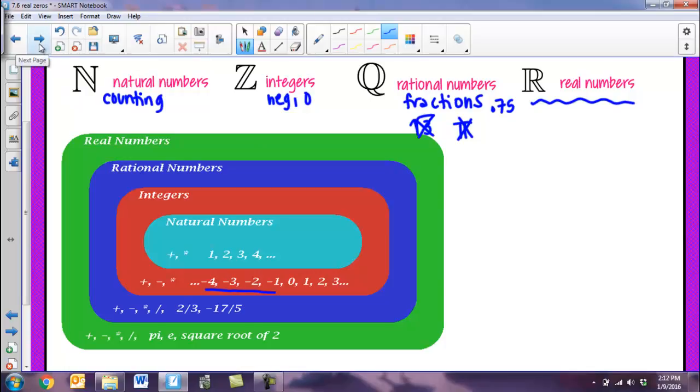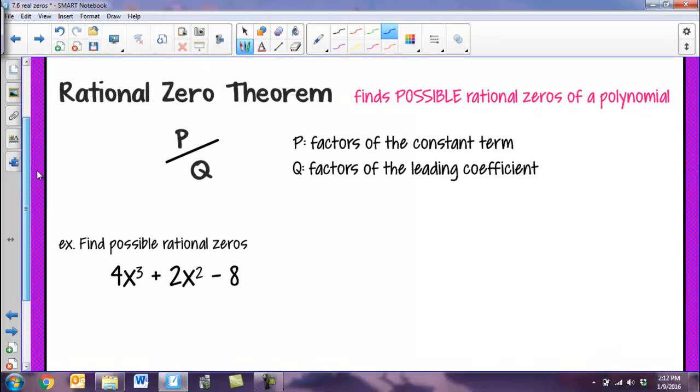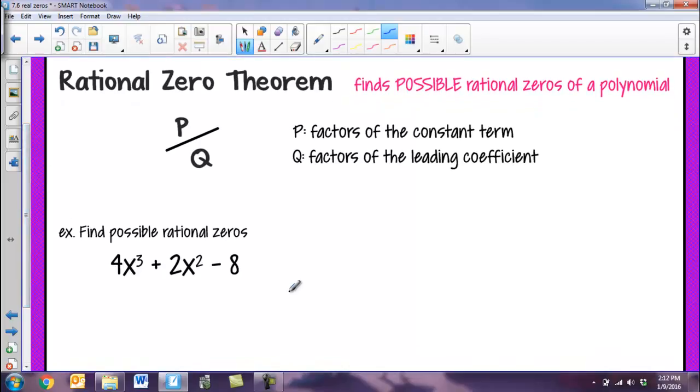So let's talk about that zeros theorem we were talking about in the beginning. So this is the rational zero theorem. This theorem is going to find you possible rational zeros of a polynomial. So it's going to find you any of those zeros within that set of rational numbers. Again, it's possible. It's not going to tell you the answer. It may tell you one of the possible answers. And this is how you use it.